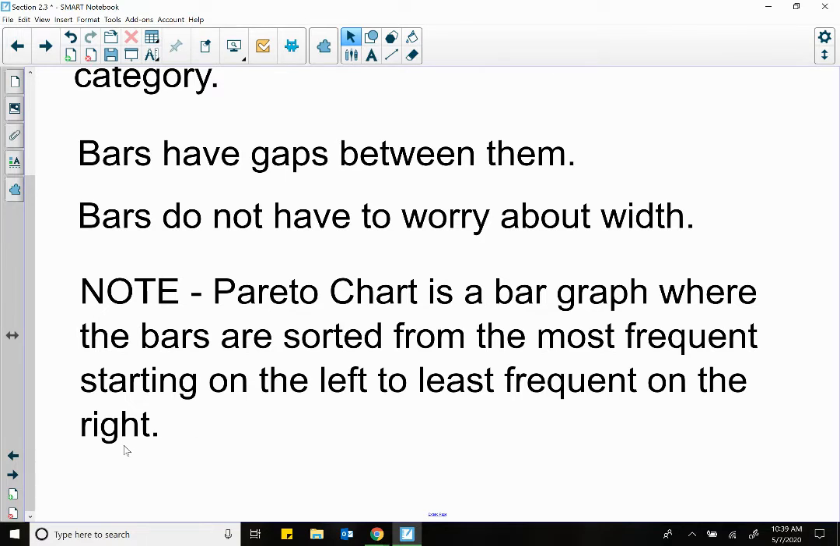So my bars start at the highest bar and it works its way down. Okay. That's called a Pareto chart. That's just a specialized kind of bar graph from the most frequent on the left to the least frequent on the right. But you don't have to make it in that order. You can keep your bars in any order.